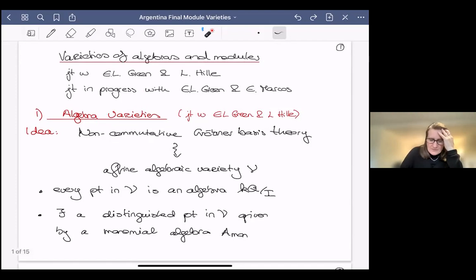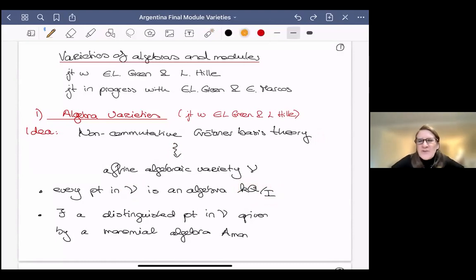Okay, so we start with these algebra varieties. So the idea, as I said, is to use non-commutative Gröbner basis theory, and I will define what a Gröbner basis is in a moment. And from that, we want to construct an affine algebraic variety in such a way that every point in this variety V we construct is an algebra of the form KQ over I.